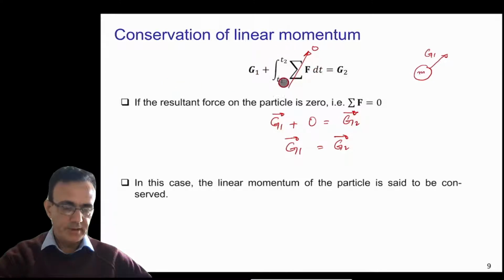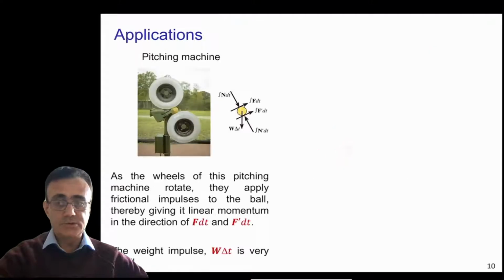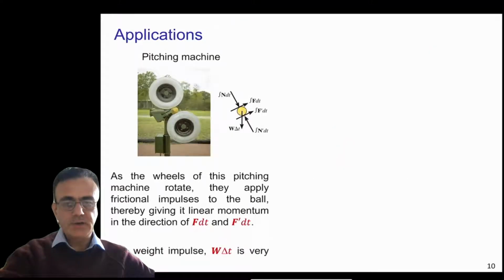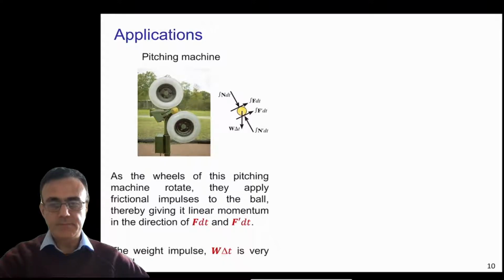So if the impulse on the body is zero, the applied force on the body is zero. There's no external force applied to the body. So then there will be no change in its momentum, and g1 will become equal to g2. Okay, so now we can discuss some applications.